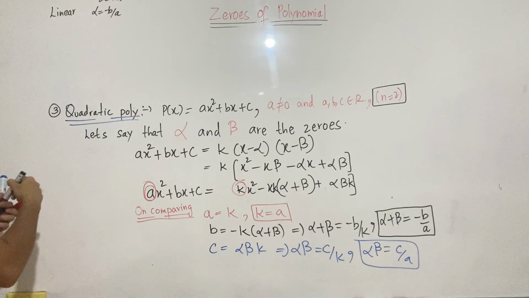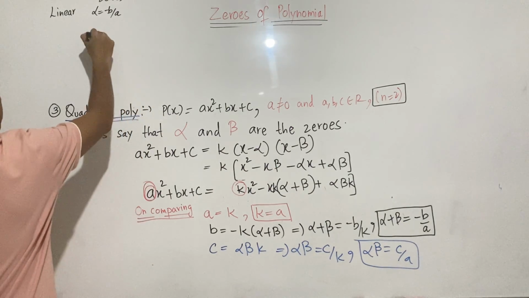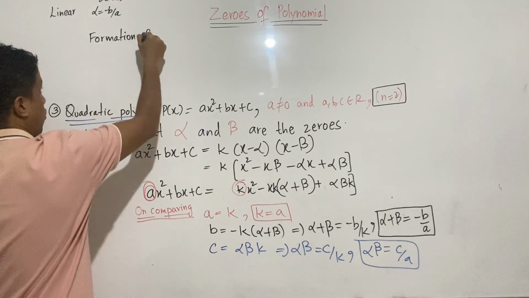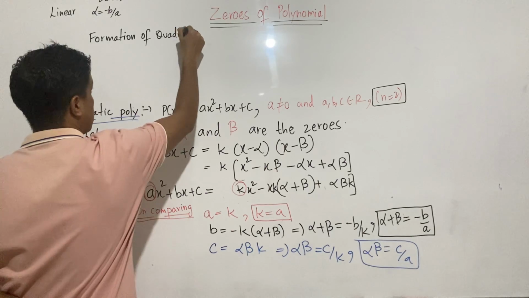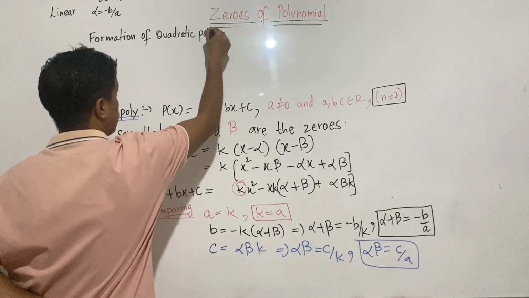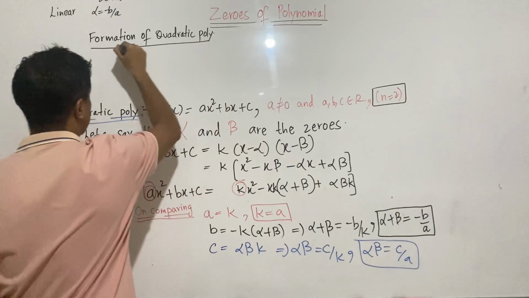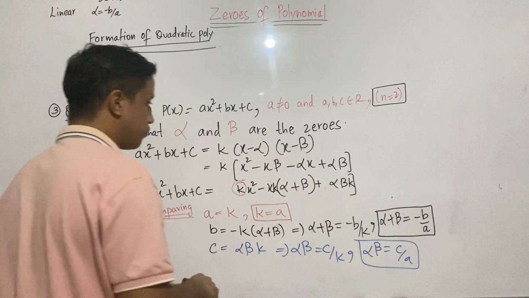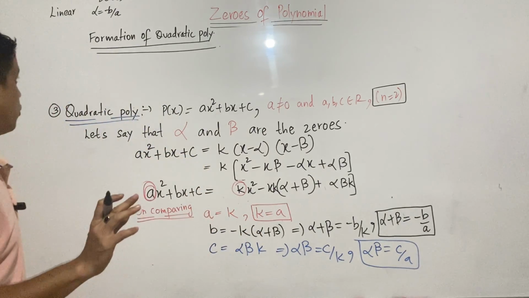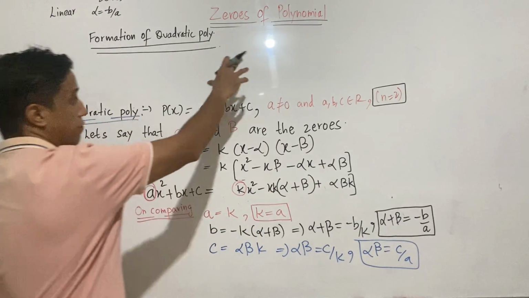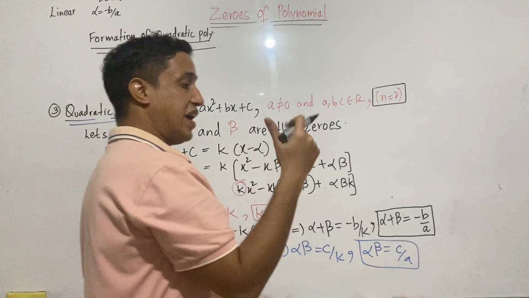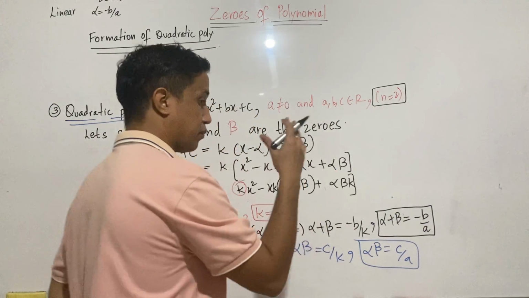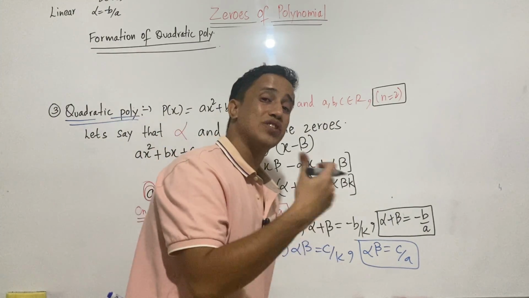Here I am writing formation of quadratic polynomial. Okay, now see here. First we will derive the formula for it, because if I just write the formula, the next question would be how did we get it. Okay, so let me go there step by step.